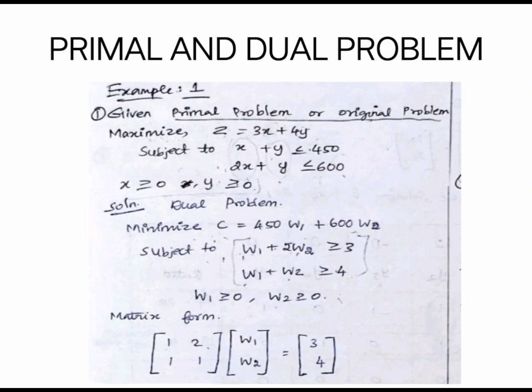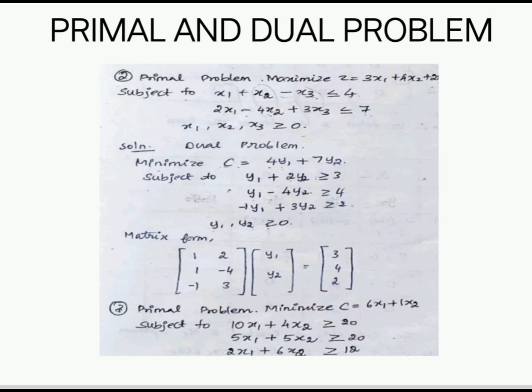Instead of maximization, we can write minimize. So minimize cost C is equal to 450 W1 plus 600 W2 subject to W1 plus 2 W2 greater than or equal to 3, W1 plus W2 greater than or equal to 4, W1 greater than or equal to 0, W2 greater than or equal to 0. So we can write this in matrix form as [1 2; 1 1] [W1; W2] is equal to [3; 4].